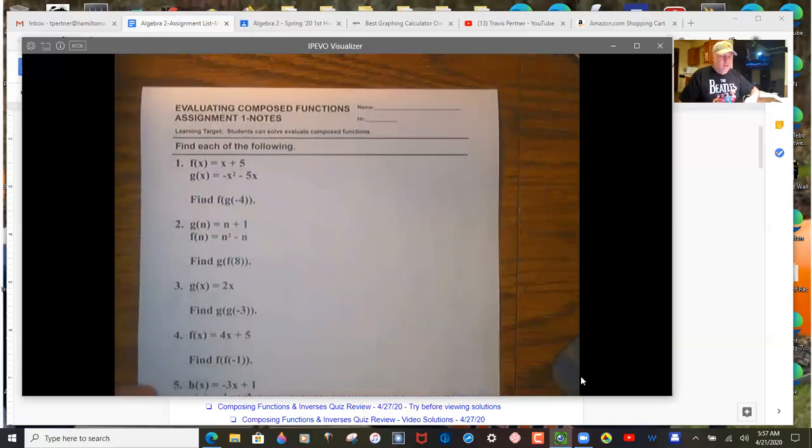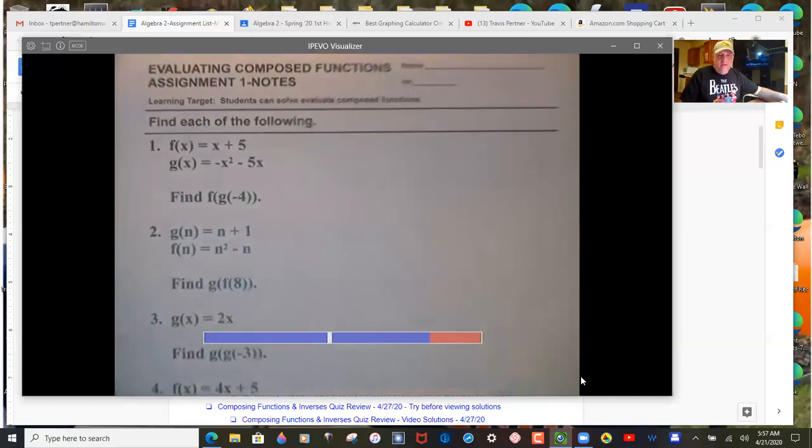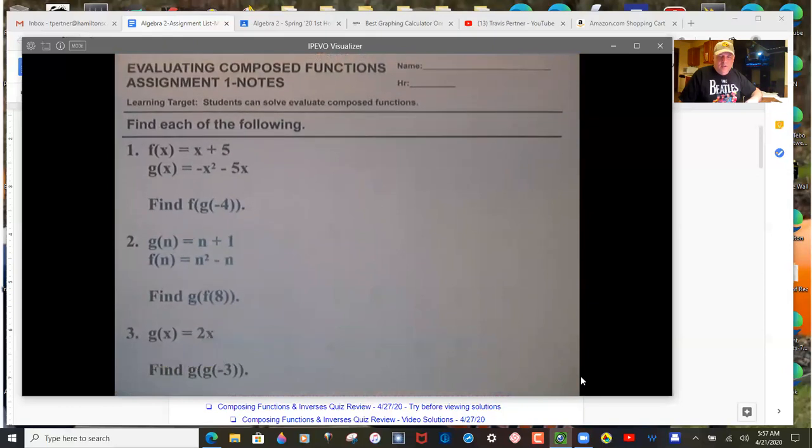We are going to now deal with a unit on functions from the perspective of function evaluation, especially with evaluating composed functions. So what are composed functions? That means that one function or functional value becomes the independent variable in the other function.